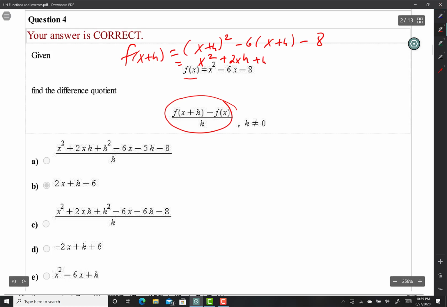So then h times h is h squared, and then distribute that 6 there, so minus 6x minus 6h minus 8. There it is. You can't combine anything. Now I'm going to do this part.